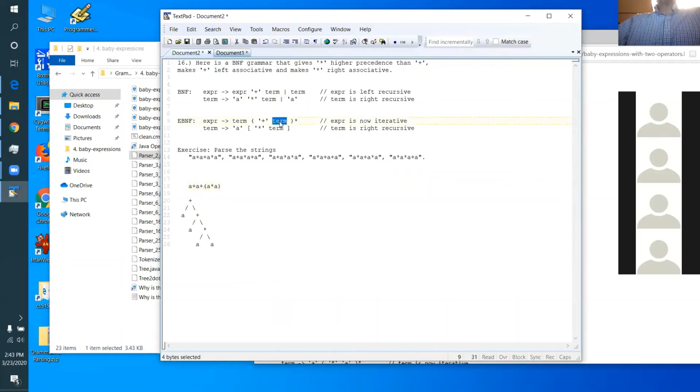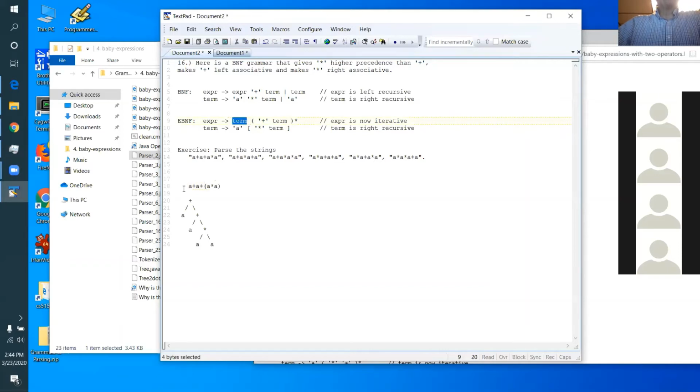Now this term down here becomes A, and then there's the star term. The third time we hit term, we actually found A times term. The first two times when we did term, we found A without anything next to it.